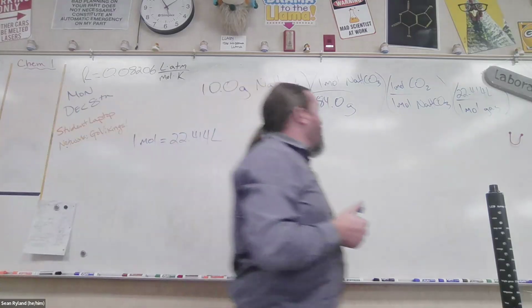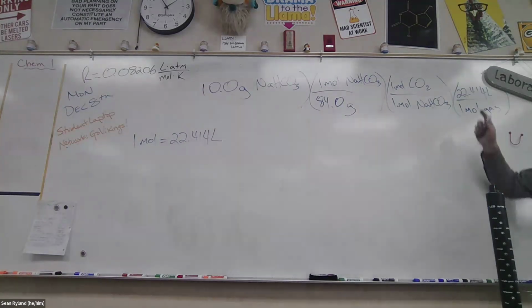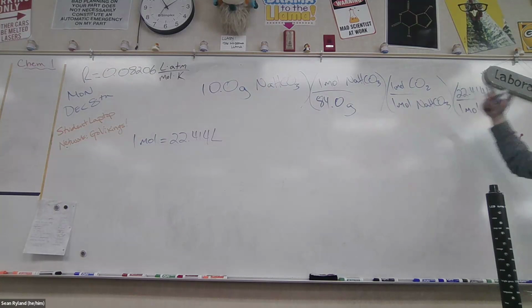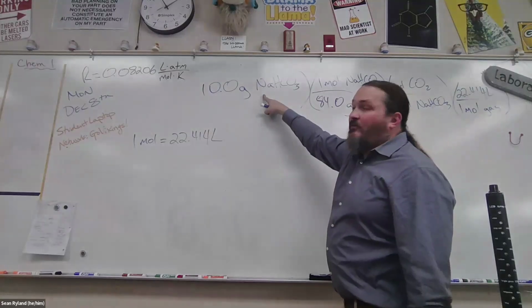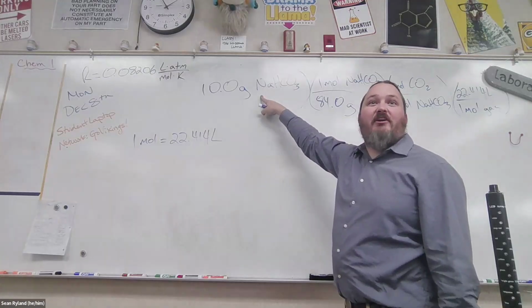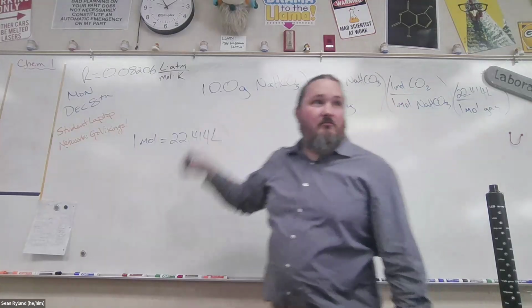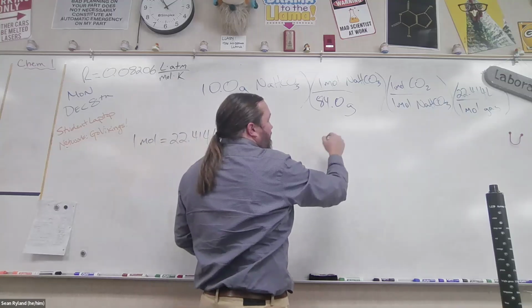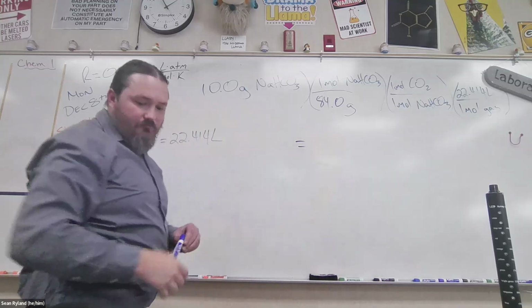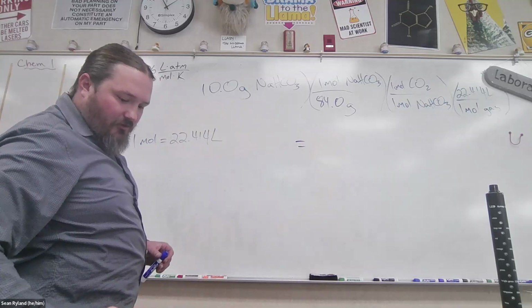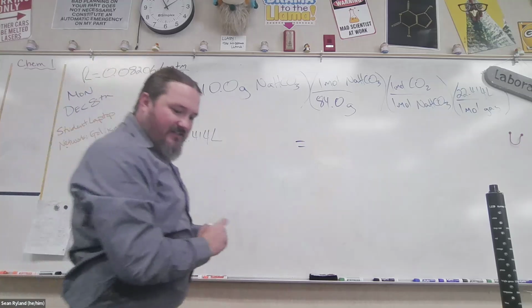So, mental math trick. 22 and 84, well, it's about a quarter, exactly. So something like a quarter of 10. So somewhere around 2.5 liters. Yeah. 10 over 84 times 22.414. 2.6.